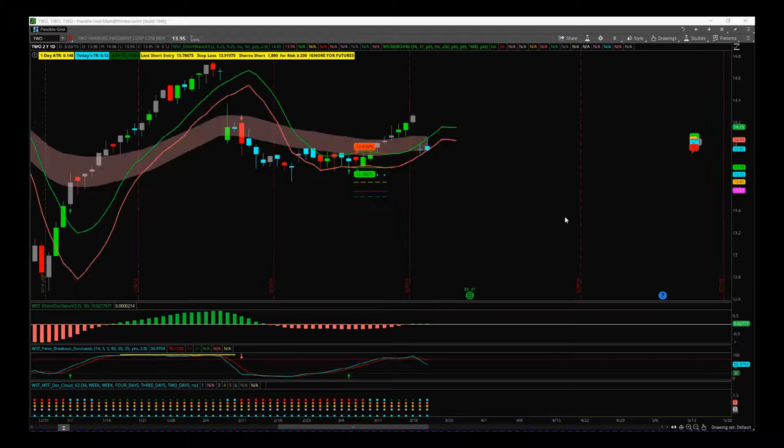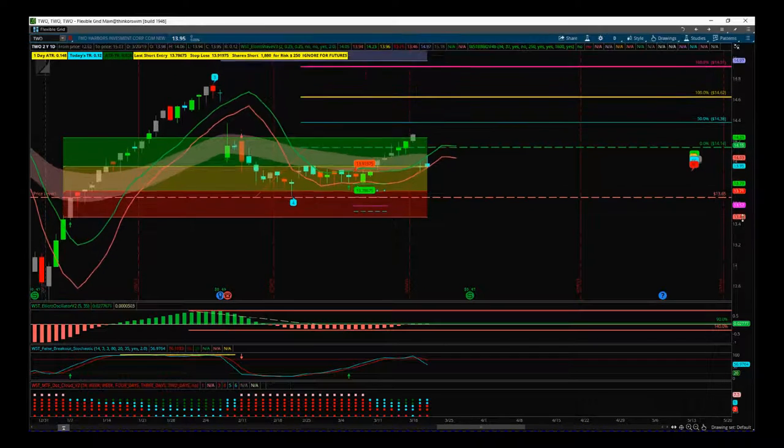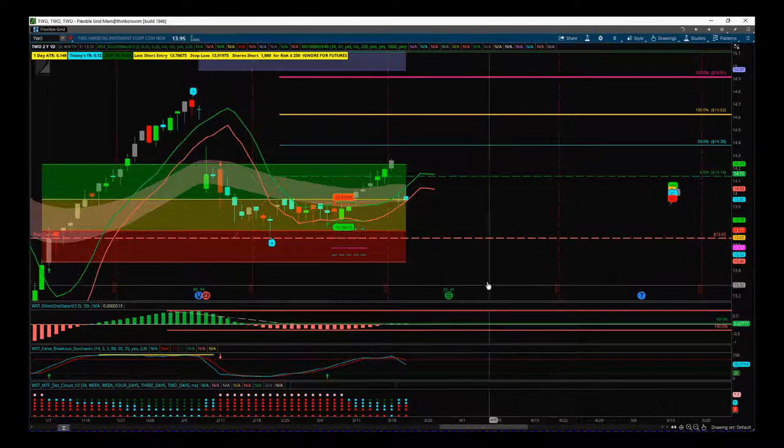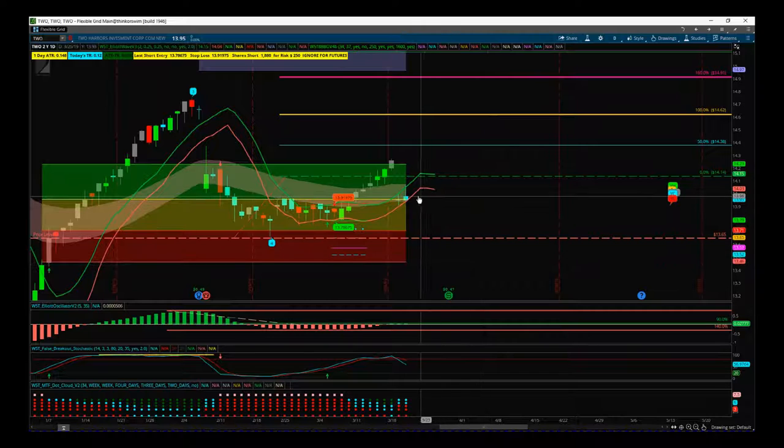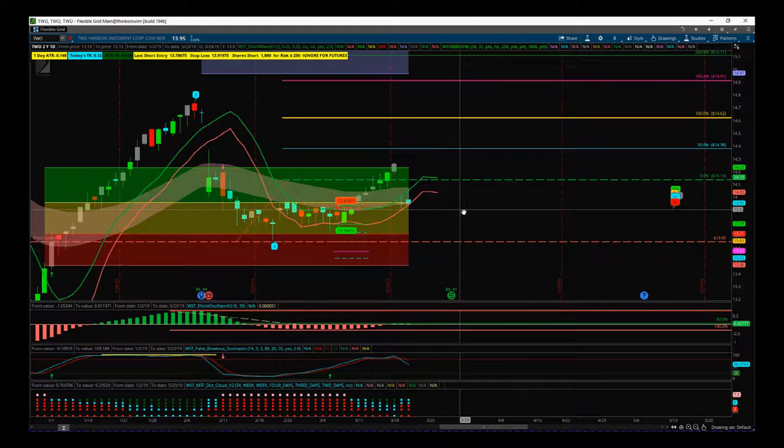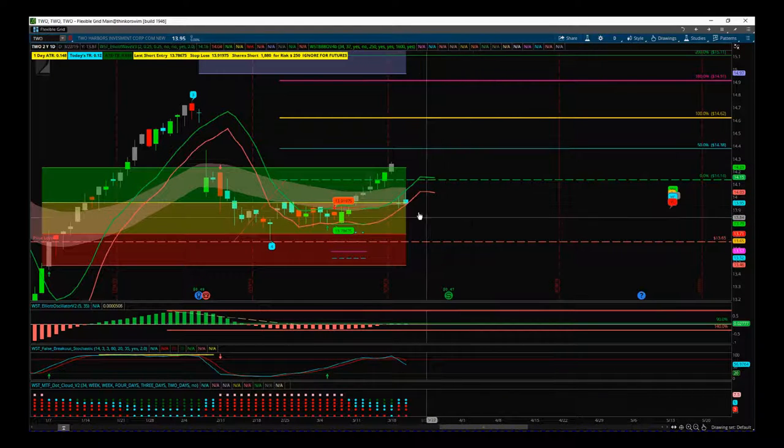TWO. So remember, we gapped down on poor news. This seems to be consolidating at this level now. Doesn't seem to want to push down much further. So that's encouraging. I think a win on this one would be getting back to break even or a little bit more.